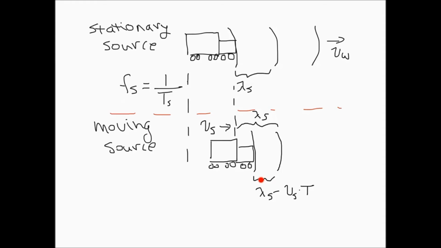And so we get a bunched up wave in front that has this wavelength, which we'll call lambda O for the observer. And we get lambda O is equal to lambda s minus the speed of the truck times the period of one wave.